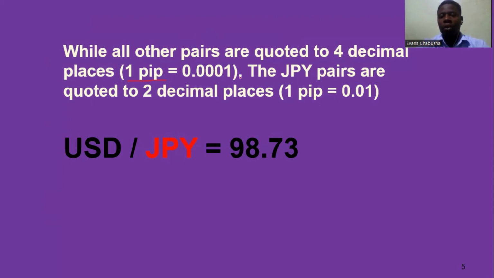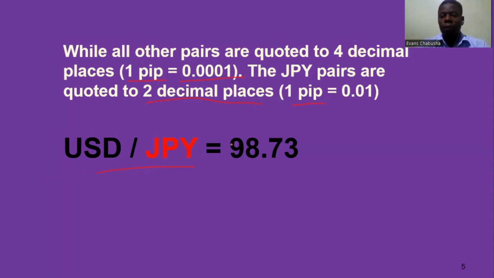0.0001. The JPY pairs are quoted to 2 decimal places. Meaning 1 pip of the JPY pair will just be equal to 0.01. Whereas for a pair that is quoted in 4 decimal places, 1 pip will be equal to 0.0001.